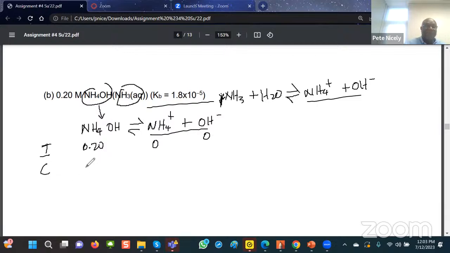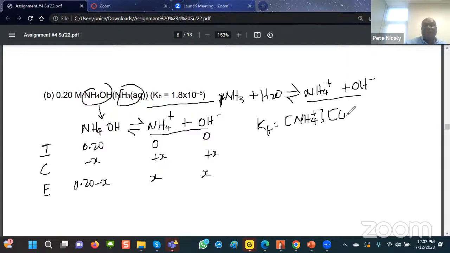And therefore, the change here would be minus X like we did before, plus X, plus X. So at equilibrium, you're going to have 0.20 minus X. Here we're going to have X and X. And in this case here, what we're going to write down is a Kb expression. And that would be equal to the concentration of NH4 plus times the concentration of OH minus divided by the concentration of NH4OH. And then we plug in the different terms. You're going to have X squared over 0.20 minus X.